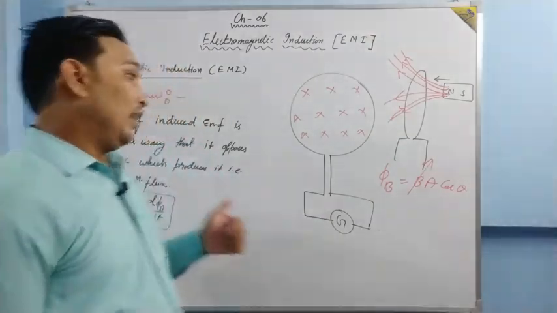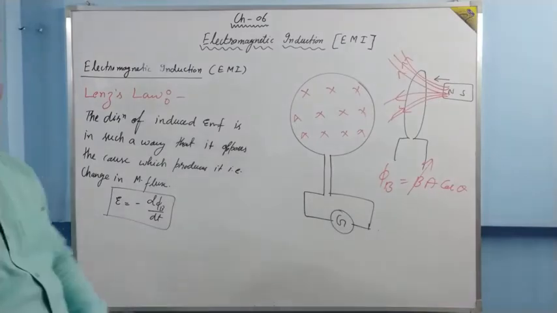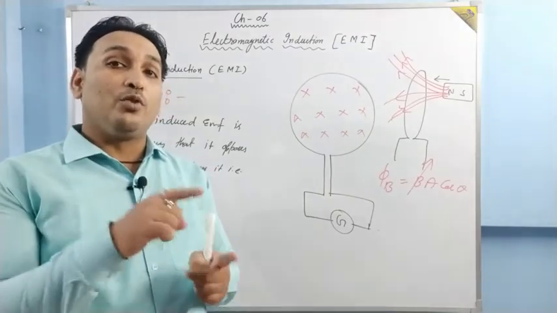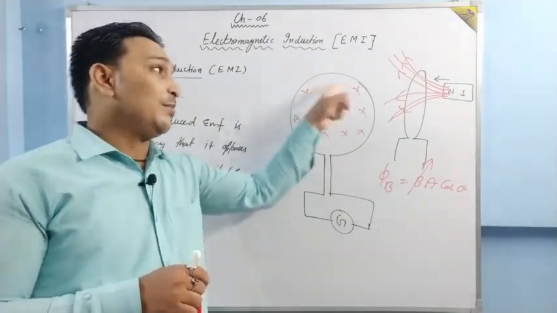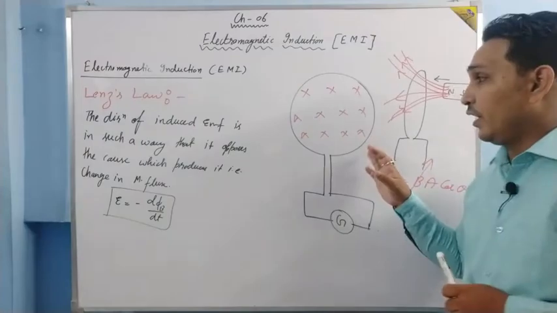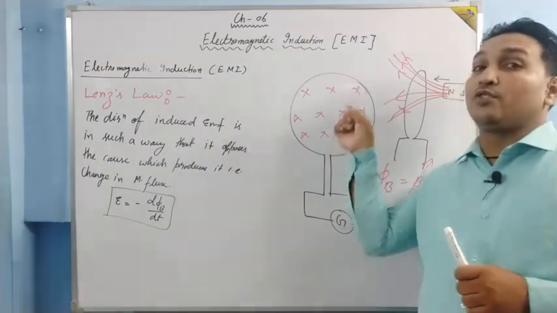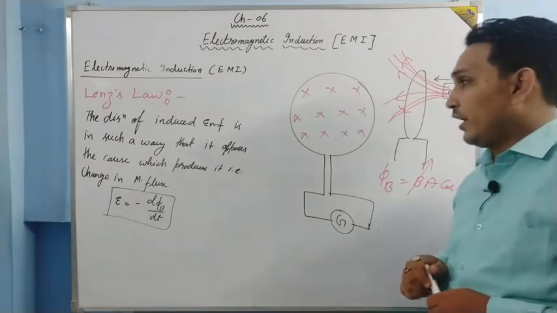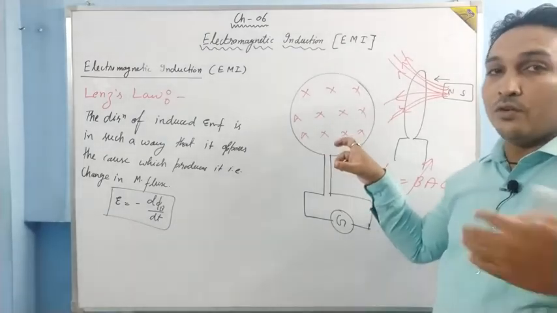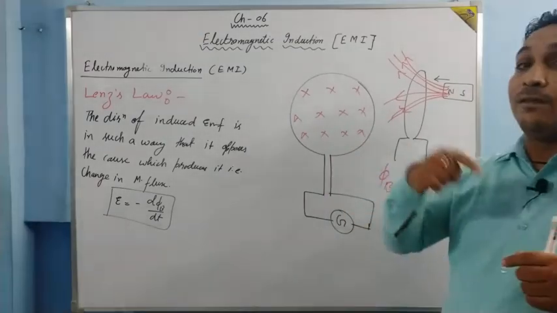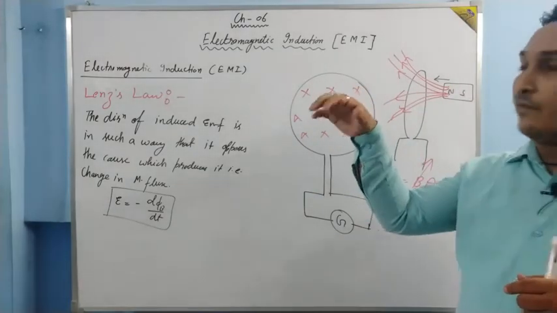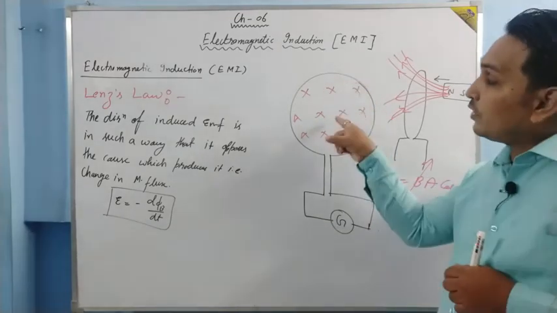Then Lenz law suggests that the direction of current is in such a way that it opposes the cause which produces it. What is the cause over here? This magnetic field is increasing. The current in this loop will be in such a way that this increase should be opposed. And for that, a magnetic field will be produced by the induced current. The magnetic field of the induced current will be opposite to this direction, so that it can oppose the magnetic field which is increasing.